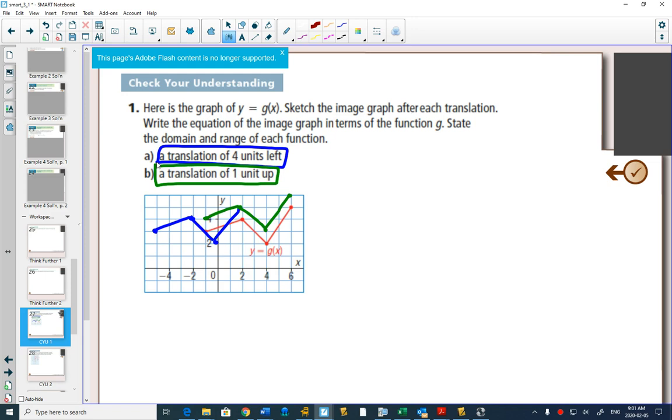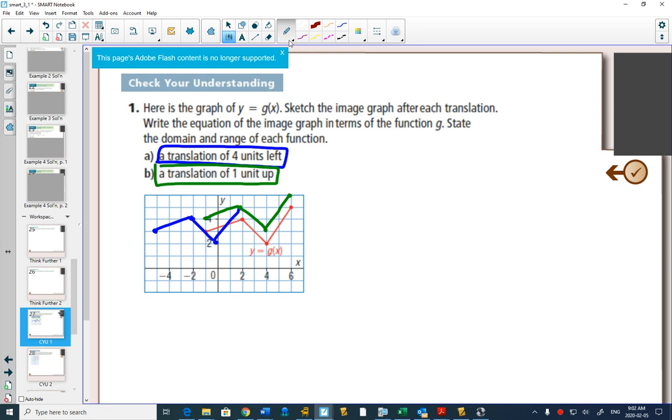Okay? In math, it's attention to detail. Anytime you do a question, you're probably going to read your question 2, 3, 4 times. Okay? In math, there's not a lot of words, but you have to read them often. And you have to read every single word, because sometimes in math, one tiny little word change in there changes the whole question. So carefully, I'm going to read, sketch the image graph after each translation. I've done that. But then the next sentence says, write the equation of the image graph.